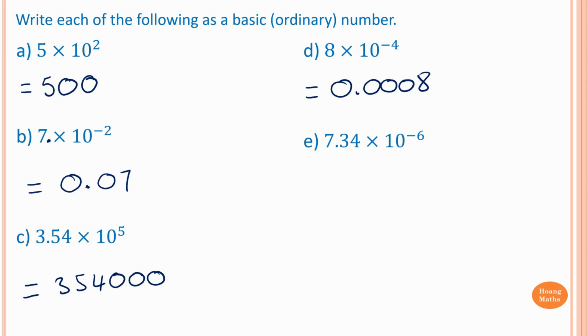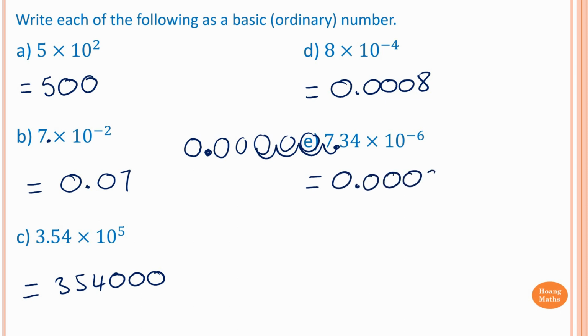7.34 times 10 to the minus 6. So again, because of 10 to the power of minus 6, which is less than 1, the answer should be less than 7.34. So in another word, we move this decimal point to the left. So 1, 2, 3, 4, 5, 6. So right here. So decimal point right here. So which is 0 point. So I just write down the answer first. 0.00000734.